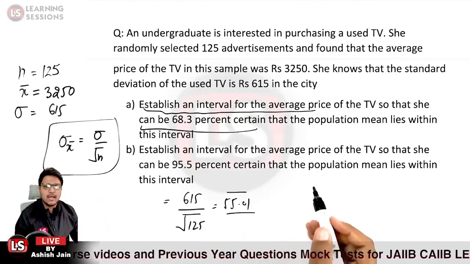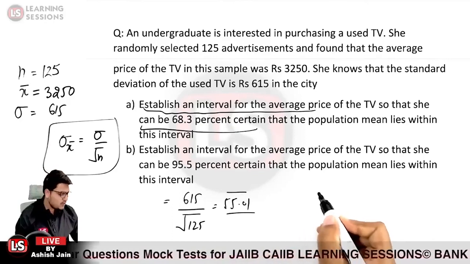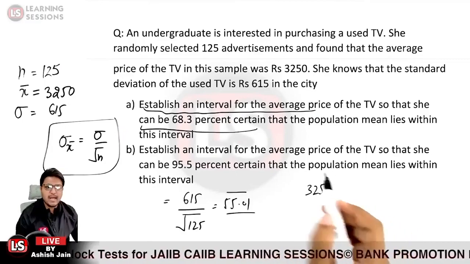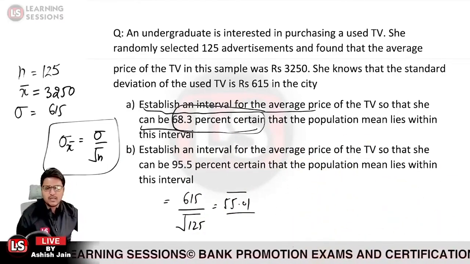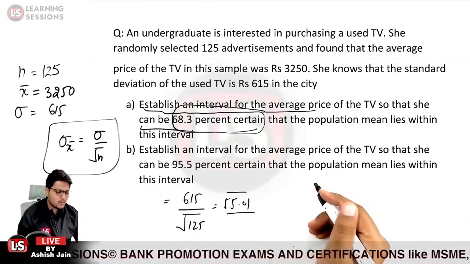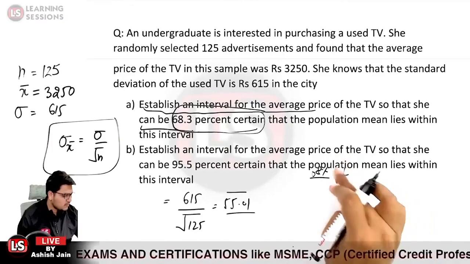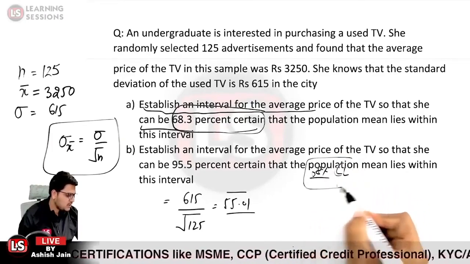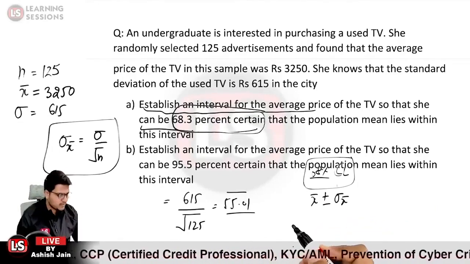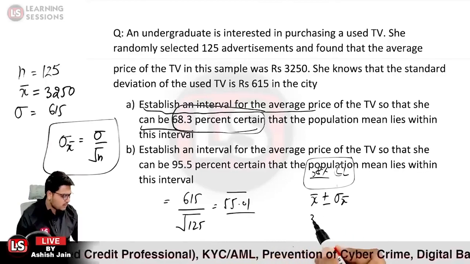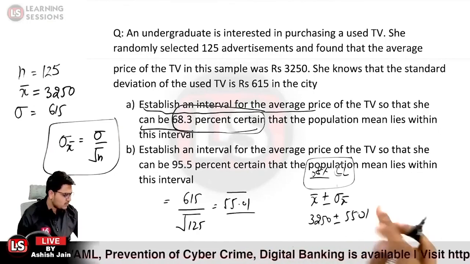And further it's for 68.3%. Now what was the mean over here? The mean of the sample was equal to 3250. So what would be the interval for 68.3% of the certainty? What is the formula? Let me write it mathematically so that you could understand it well. For 68.3% of the certainty, or we can say a 68.3% confidence level, not PL, it is CL, it will be X bar plus minus sigma X bar. So that is the formula related to it. We already have all the values. So it will be 3250 plus minus 55.01, or we can simply say 55 over here.